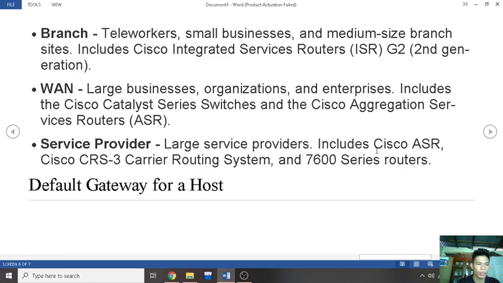So we have the default gateway for hosts. Hosts communicate over the network, so they must be configured with the correct IP address information. The default gateway is configured on the host. It is only used when a host wants to send a packet to a device on another network. The default gateway address is generally the router interface address attached to the local network. The host's IP address and the router interface address must be in the same network.